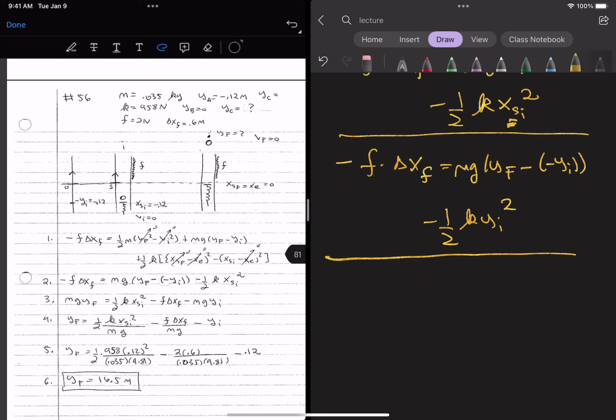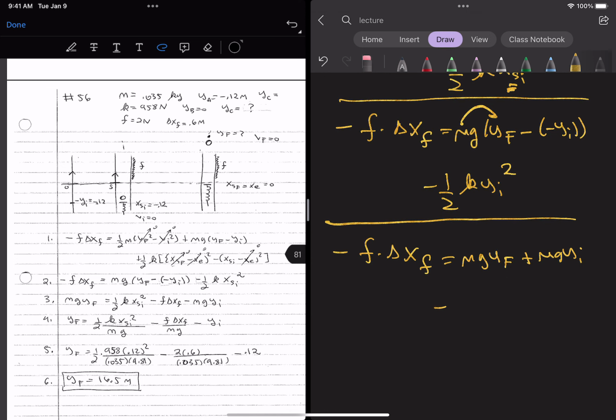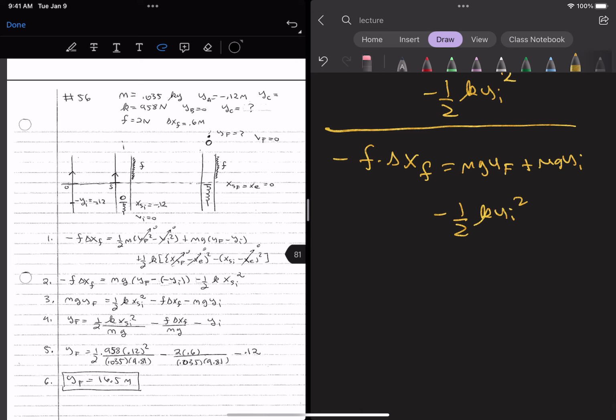So now simplifying this equation, minus friction multiplied by the distance that friction acts equals, we're trying to find y final, so I'm going to distribute the mg into both of these terms, so this is going to be mass gravity y final, plus mass gravity y initial, and then minus 1/2 k y initial squared. So we just have to solve this equation for y final. So mg y final is going to equal 1/2 k y initial squared minus mg y initial, and also minus friction times the distance that the friction acts.